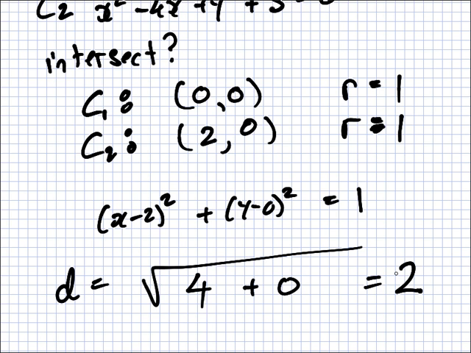Not only do they intersect, but we know that they intersect exactly once, because the distance between the centres is equal to exactly 1 plus 1. So they intersect at 1 point. We haven't found the point, but we are saying that they intersect at exactly 1 point only.